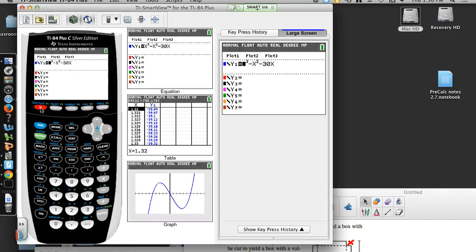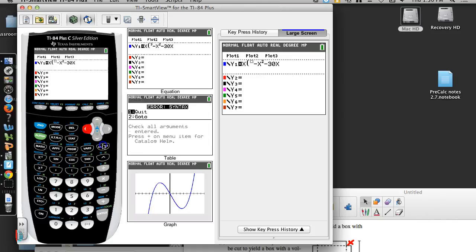Erase my scribbling. And again, we will make one side x, parentheses, and I better get that deleted out of there before I start in. All right, here we go. So we have x, parentheses, 15 minus 2x, parentheses, parentheses, 12 minus 2x.